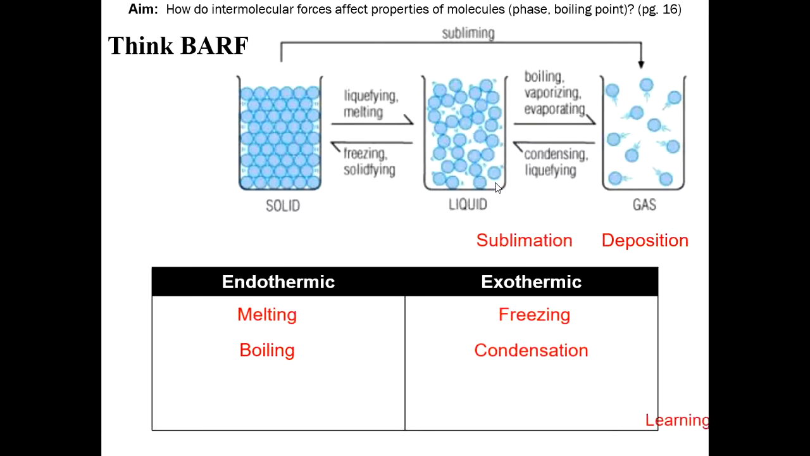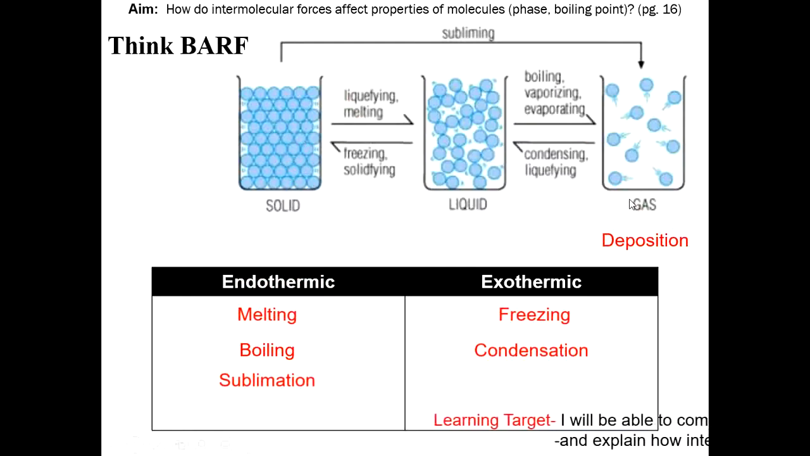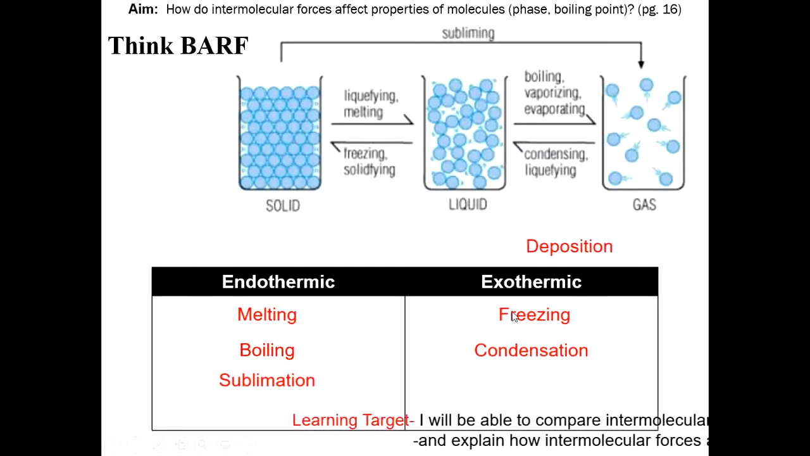Sublimation is going from solid to gas. Since the atoms move much faster when they go from solid to gas, it must have absorbed energy. Deposition is the opposite of sublimation, so it's an exothermic process.